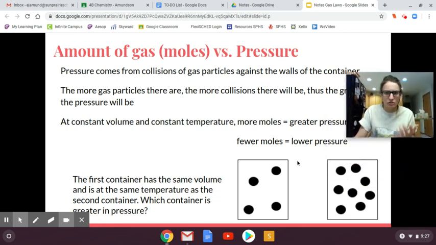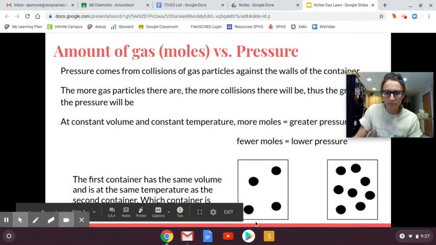So here's a quick, easy picture showing this. This sample of gas versus this sample of gas. They both have the same volume, they're in the same space, and they both have the same temperature, so they have the same kinetic energy, but this one right here just has fewer gas particles than this one over here on the right. So the one with more gas particles is just going to naturally have more collisions between the particles in the container, so this container right here would be greater in pressure than this one over here. So that is the moles versus pressure relationship, all right?